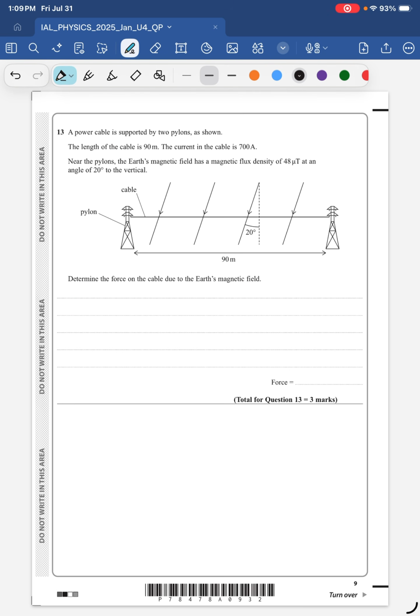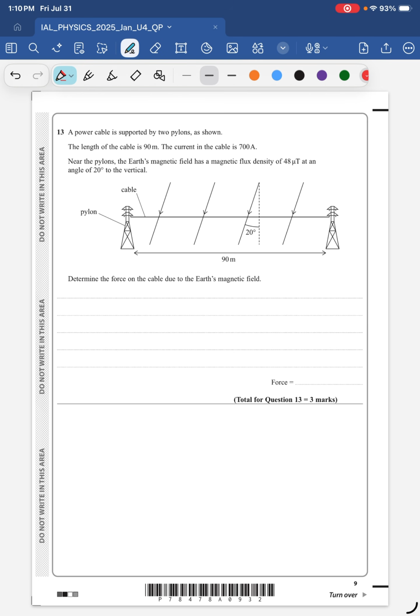Okay, question 13. A power cable is supported by two pylons as shown. The length of the cable is 90 meters. The current in the cable is 700 amps. Near the pylons, the Earth's magnetic field has a magnetic flux density of 48 microteslas at an angle of 20 degrees to the vertical. Determine the force on the cable due to the Earth's magnetic field. Okay, so you hear 20 degrees angle, so your first instinct should be to resolve the magnetic field flux density vector.